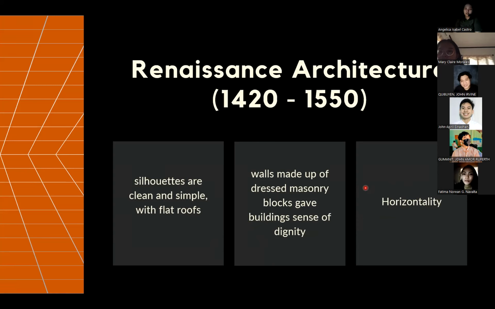Going back to your Gothic architecture, I trust that you have watched the Wednesday class recording. They wanted more vertical structures. They wanted to reach the highest possible heights that they can reach. So dito naman, during the Renaissance era, they just wanted it to be stable. They just wanted it to look secured. When it looks stable, it's not as high, but it looks very sturdy. It looks very strong. It has a sense of dignity.